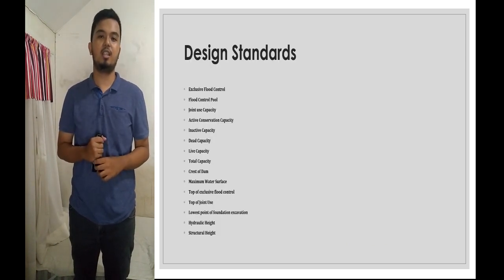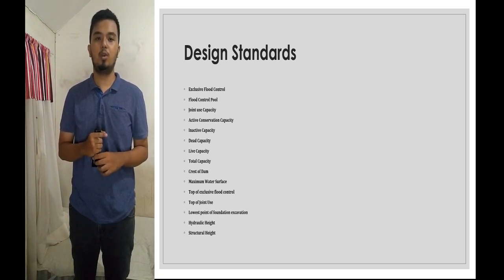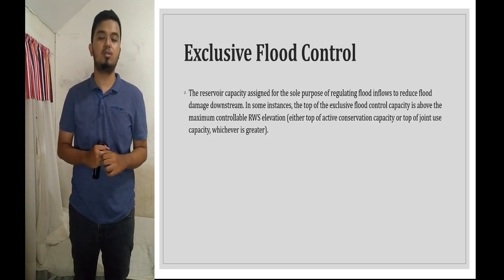So this is the design standard. First is the exclusive flood control pool, joint use capacity, active conservation capacity, inactive capacity, dead capacity, live capacity, total capacity, crest of dam, maximum water surface, top of exclusive flood control, top of joint use, lowest point of foundation excavation, hydraulic height, and the structure height. So first is exclusive flood control.